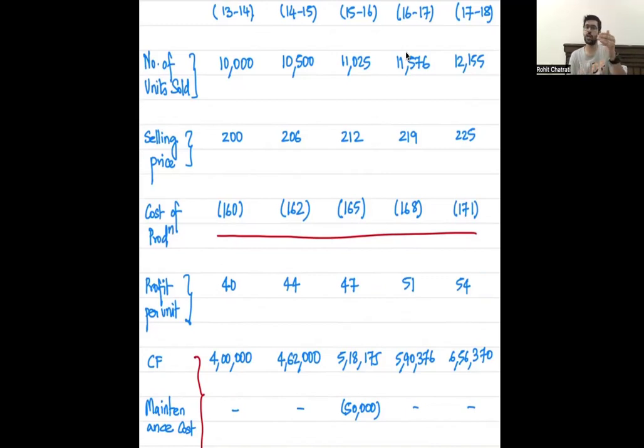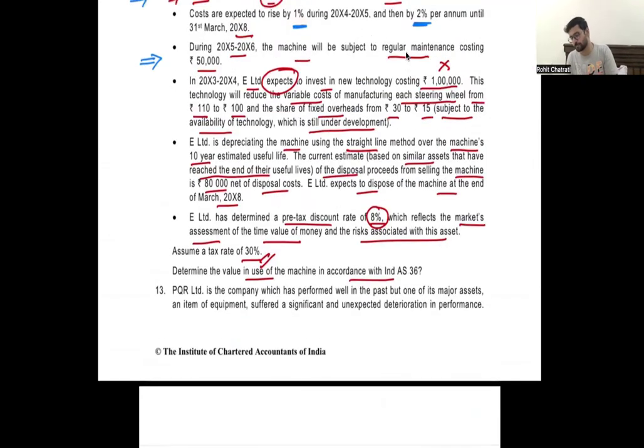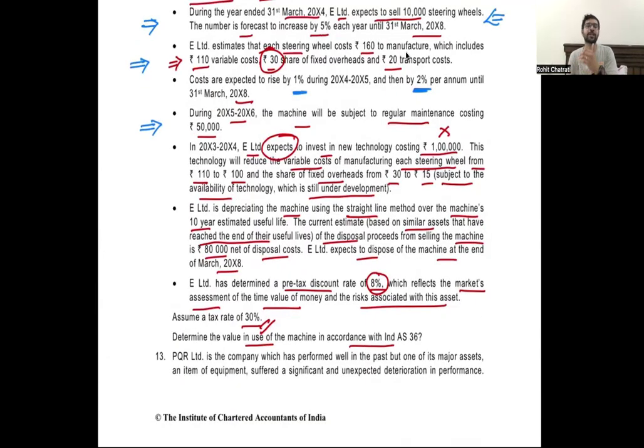cost of production. Lower cost of production will increase the profit per unit, and therefore is a benefit to me. So if it was a committed capital expenditure, we would have considered both the cash outflow as well as the benefit on account of savings in cost. Pre-tax discount rate, we've already discussed that we use pre-tax cash flows and pre-tax discount rate for the purpose of calculating present value.